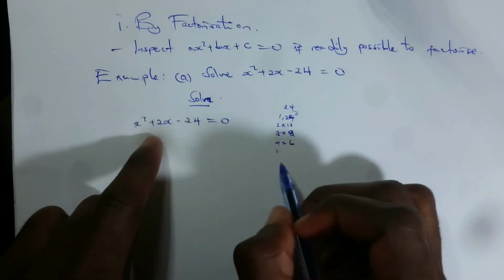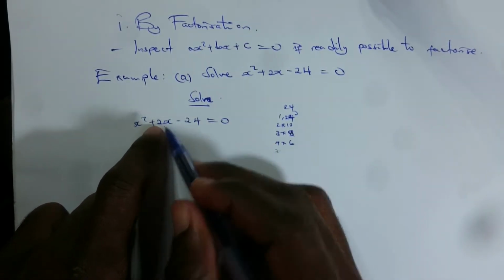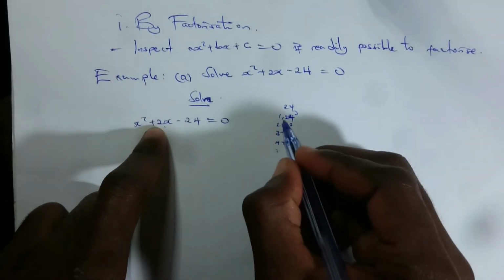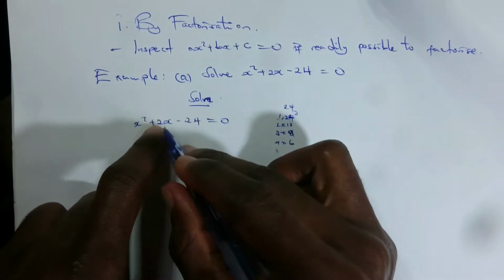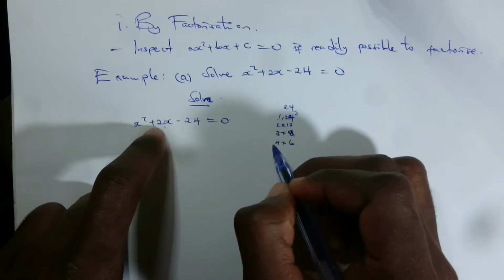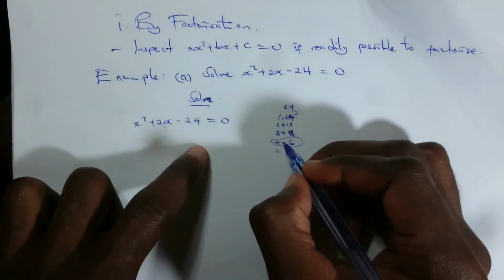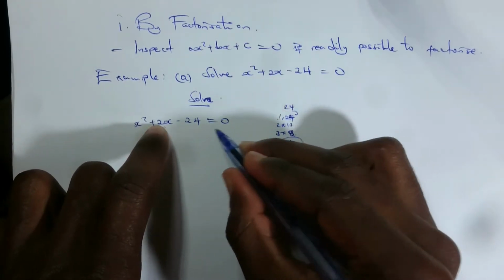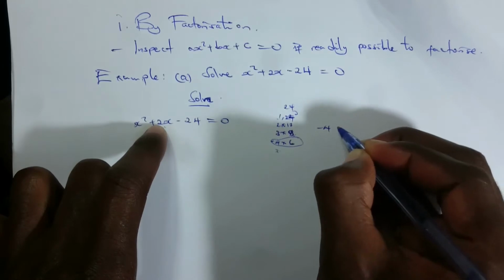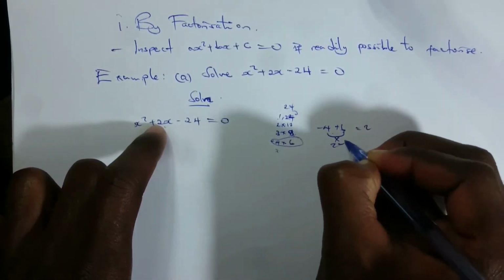So now we choose which one can actually add to give the difference of 2. 1 and 24, there's no way we can add to get that. 2 and 12, there's no way. And the same for 3 and 8. But 4 and 6, for us to get a positive 2, we can make 4 a negative. Negative 4 plus 6 gives us 2, and if we multiply these, we get negative 24.